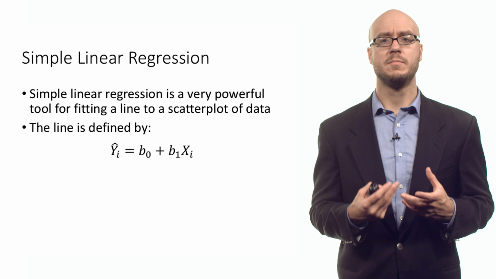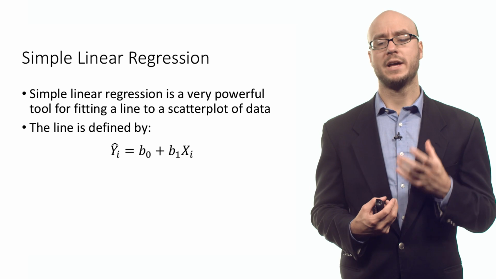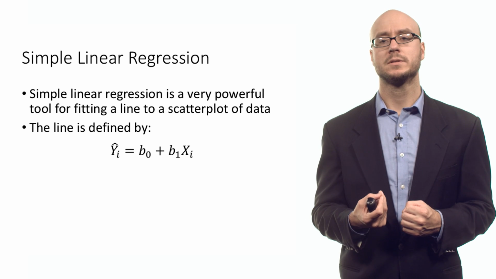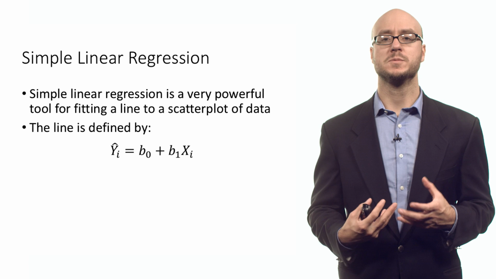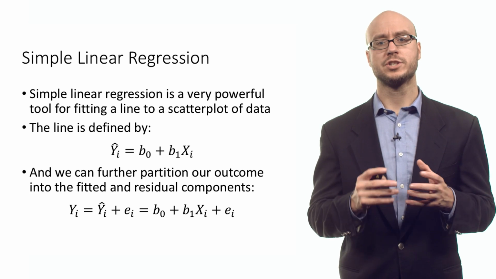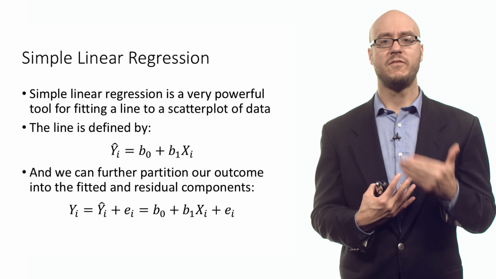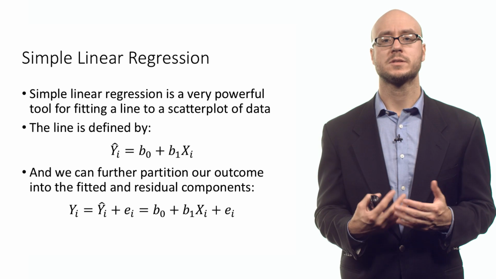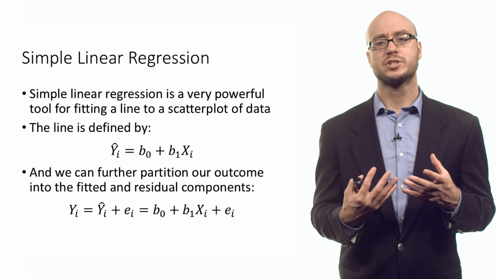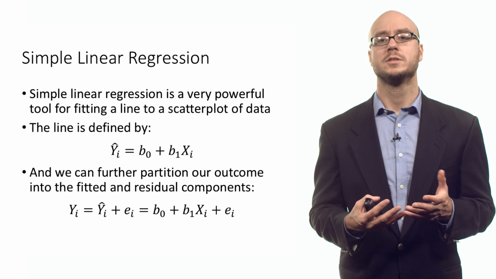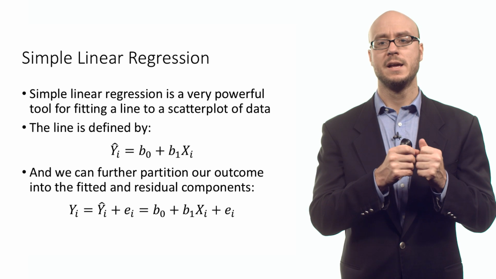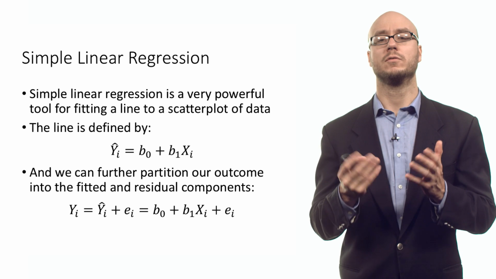And this line is defined by this equation in which we have our fitted or predicted values of our outcome equal to an intercept plus a slope times the raw values of our input or predictor variable, or x variable. And we can further partition our outcome into what we call the fitted and residual or error components. The fitted or predicted part is described by our line, and the residual or error part is just whatever's left over. So we have that part of the outcome which is described by our line, and that part of the outcome which is residual, left over.